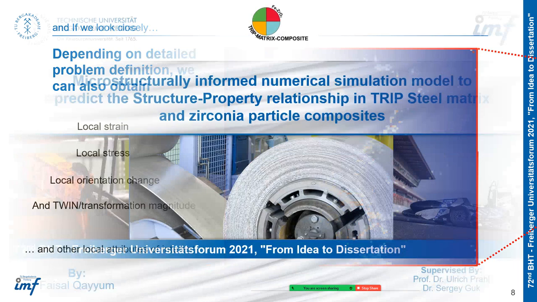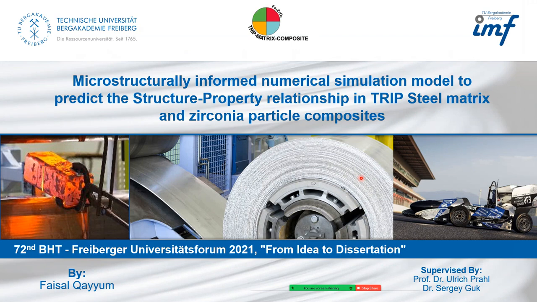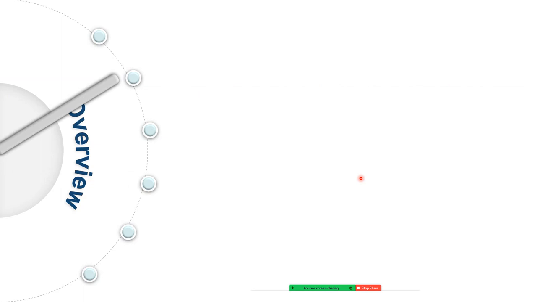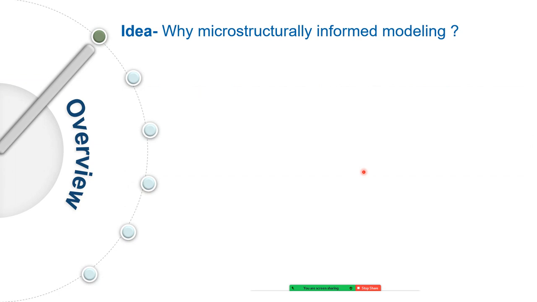So my thesis topic was to develop a microstructurally informed numerical simulation model for predicting the structure property relationship in TRIP steel matrix and zirconia particle composites. And this is where it comes from. So now, by looking at the background, we already have an idea of why microstructurally informed modeling is important, because that is where all the properties and attributes of the material are coming from. And playing with that actually results in better properties.